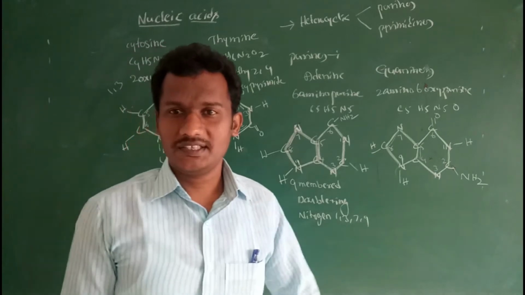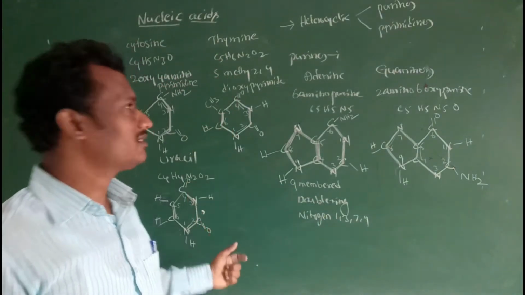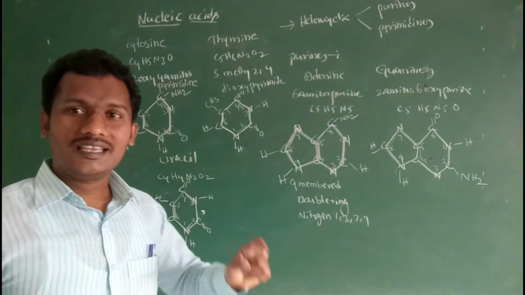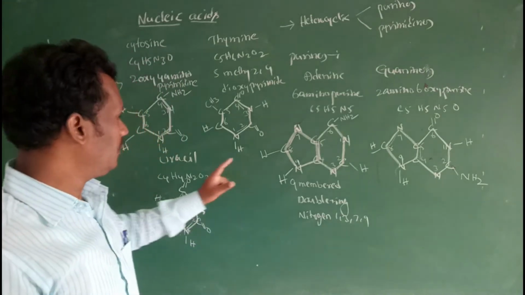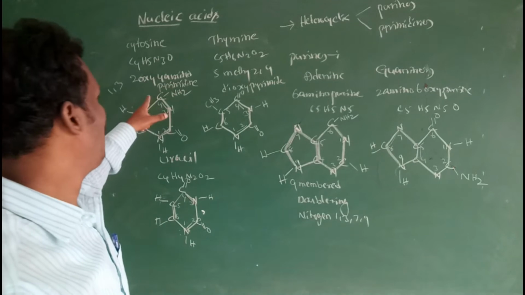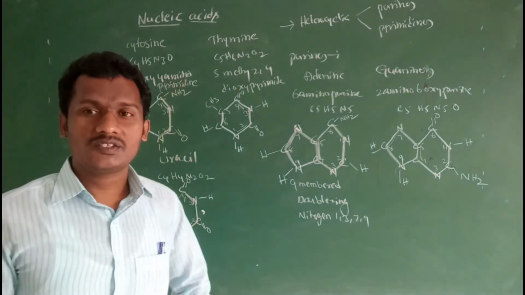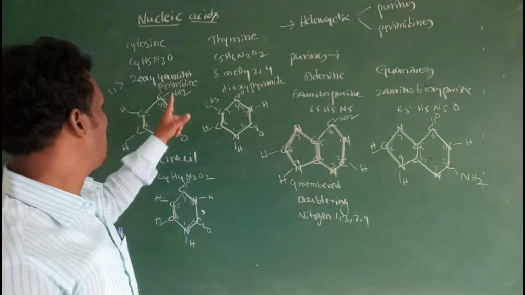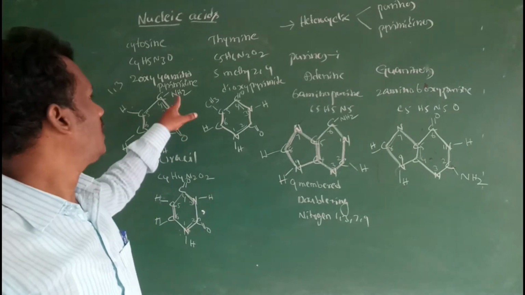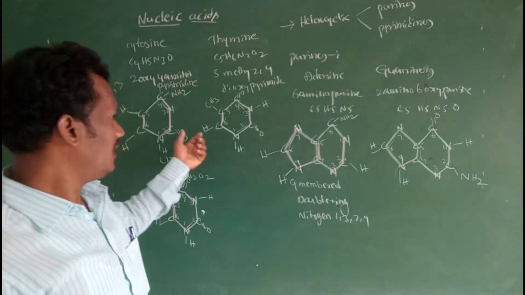Pyrimidines are generally three: cytosine, thymine and uracil. These pyrimidines are six-membered single-ring structures. The nitrogen positions are first and third. Cytosine is also called 2-oxy-4-aminopyrimidine, because the amino group is at the fourth carbon position and an oxygen atom is at the second carbon position.